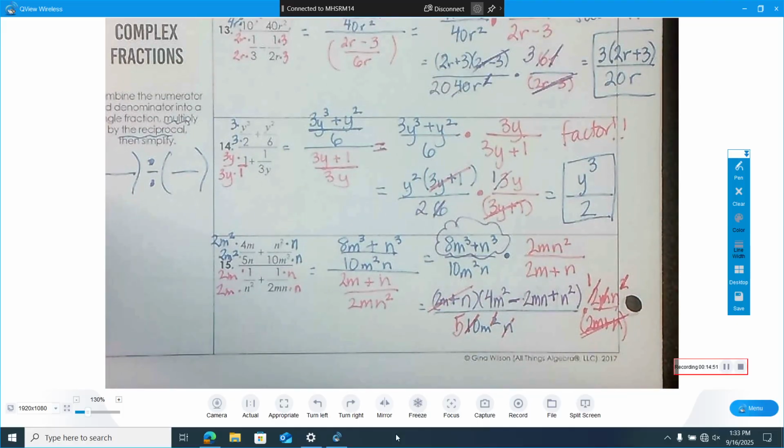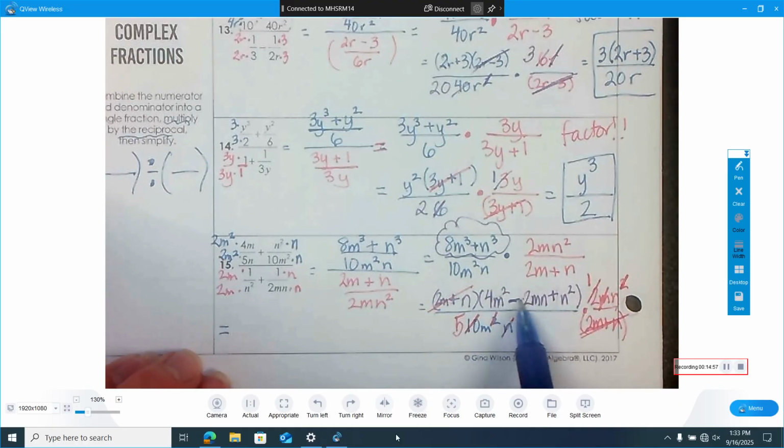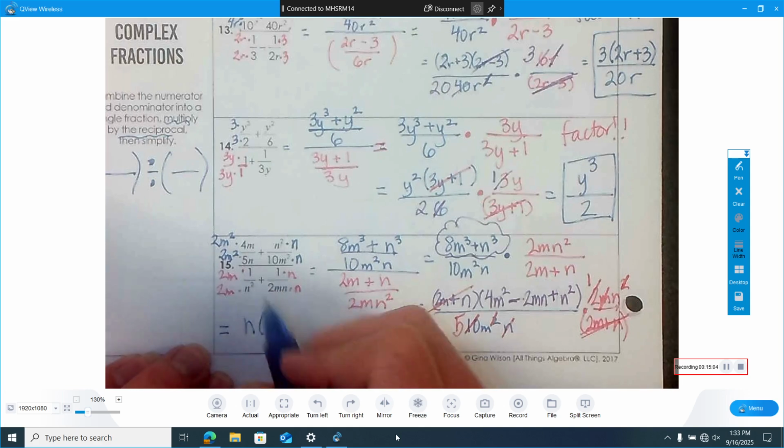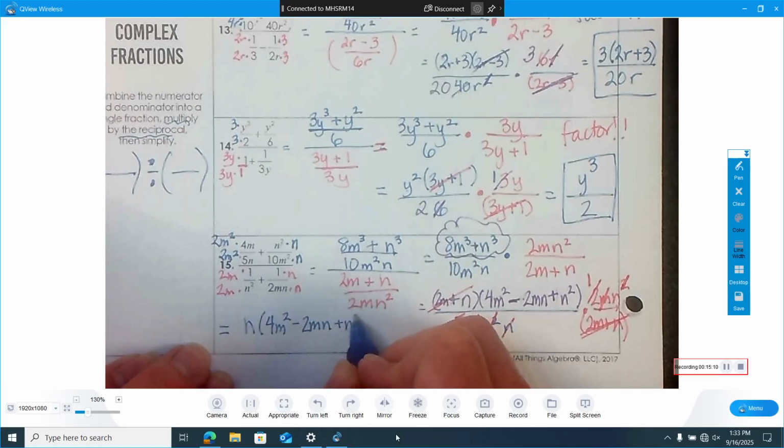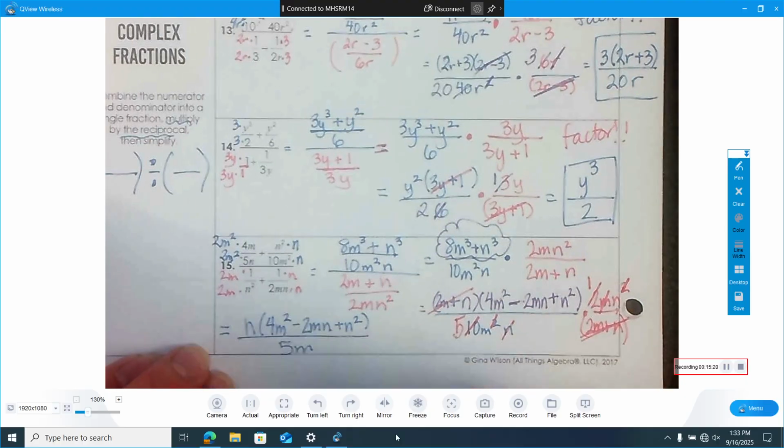Crazy. All right, I'm going to write it over here. So upstairs, it looks like I got a giant bubble, and I have an n. So I'm going to put the n in front, times the quantity 4m squared minus 2mn plus n squared. So there's my giant numerator. And then on my denominator, I've got a 5 and an m left.